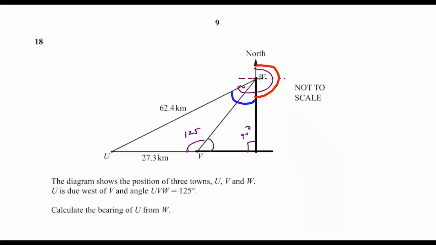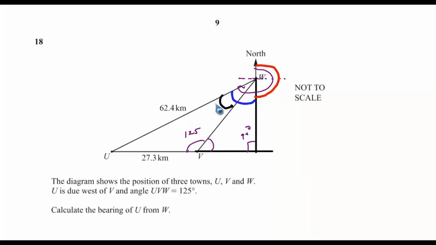So what we need to do now is to find the value of the blue angle, which is an interior angle of this triangle. Already we know that the red angle is 180 degrees because that is angle on a straight line. So now using sine rule, we can calculate the angle here. Let me use another color. Using sine rule, we can calculate the angle here.